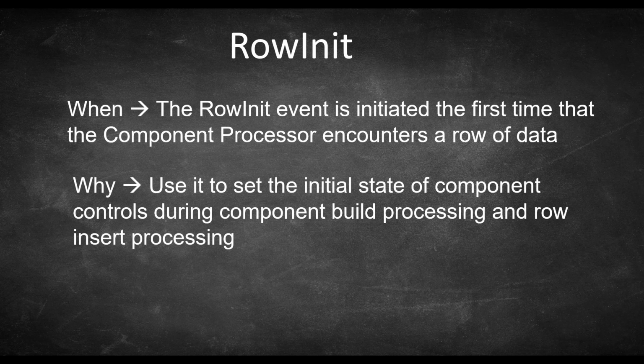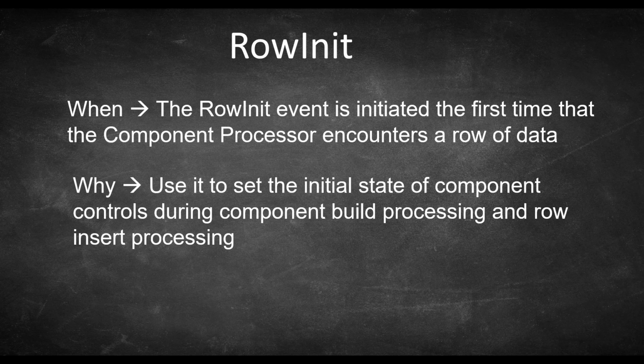That means for each row which the component processor encounters, the row init event will be executed. In our case, if an employee has 3 addresses, let's say work address, current address, and permanent address, then for all these 3 rows, the row init event will be executed. It is used to set the initial state of component controls during the component build processing and row insert processing.